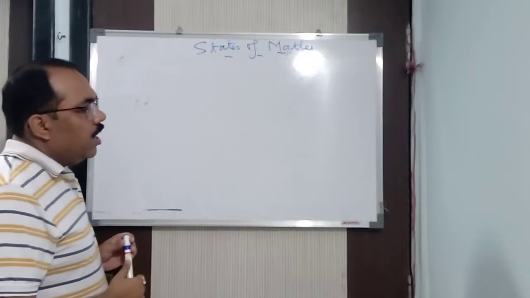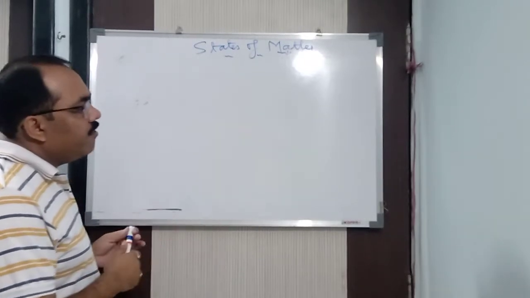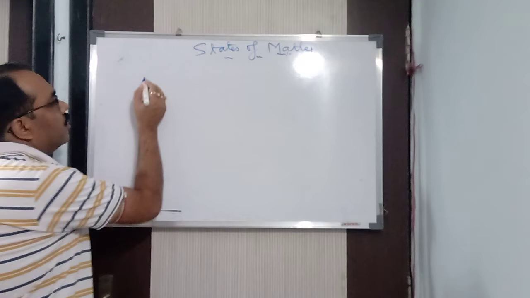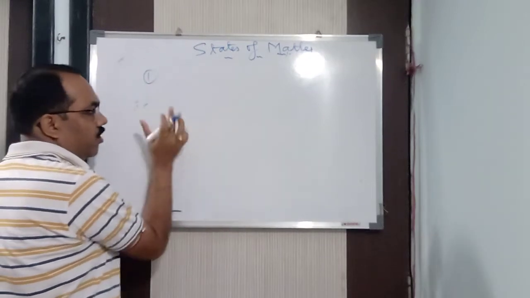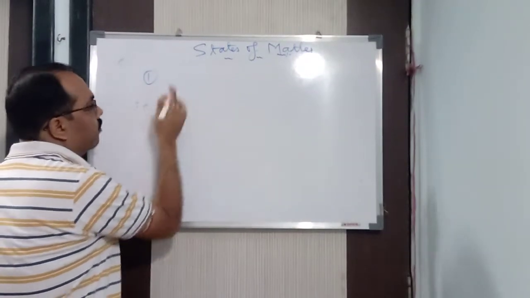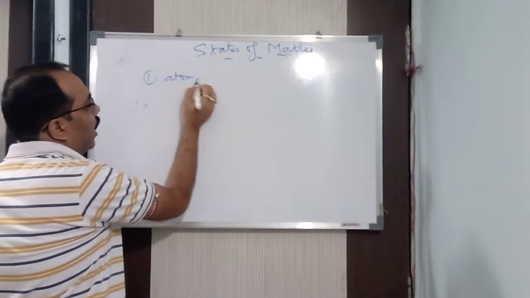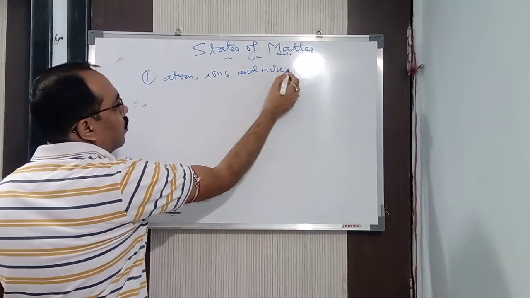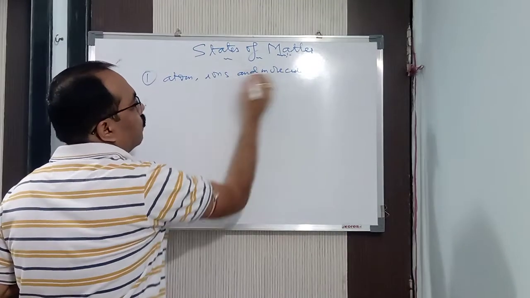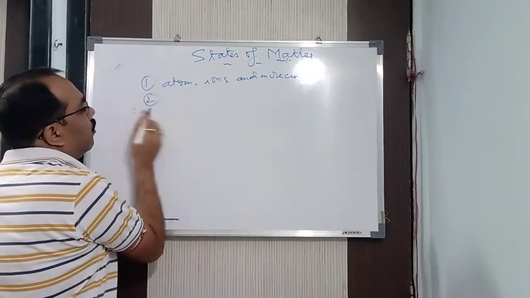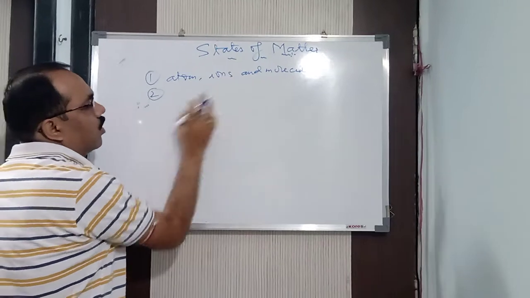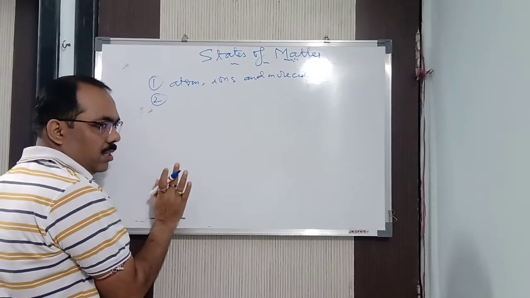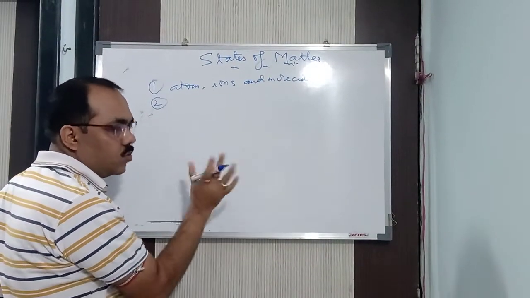Now, the kinetic molecular theory of matter says that every matter is made up of small particles: atoms, ions and molecules. Every atom is made up of smaller particles, we know that. Now you know that these atoms, ions and molecules are never at rest. They are always in a state of random motion.